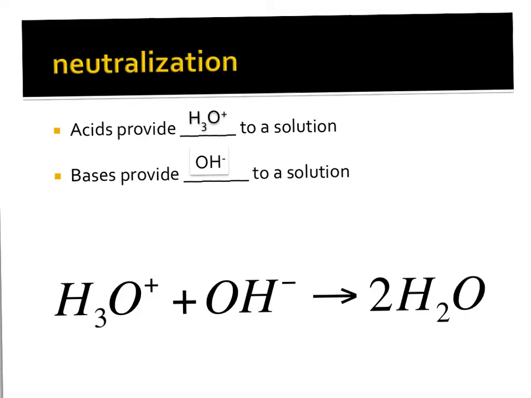If we put these two together, the reaction comes out with H3O plus plus OH minus gives us two H2Os in the end. And since water generally has a pH of around 7, water would be neutral. So we have basically taken the acid and the base and neutralized them. We made them non-reactive anymore.